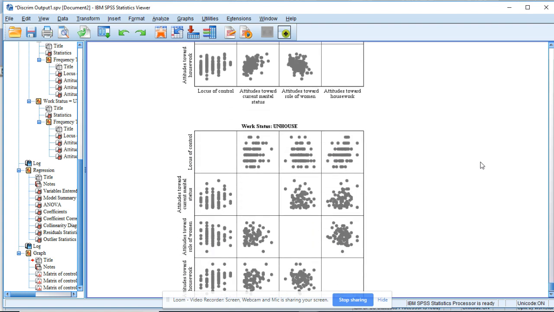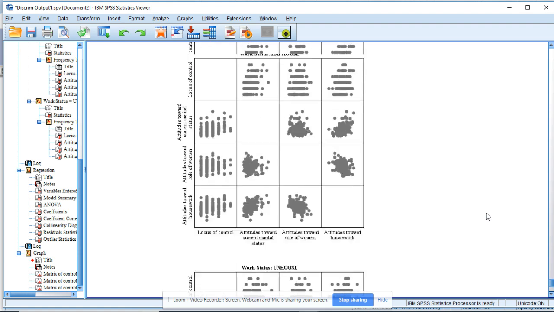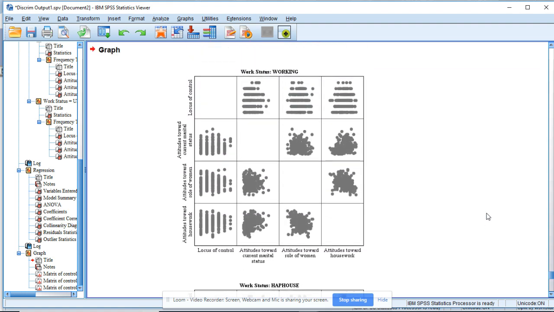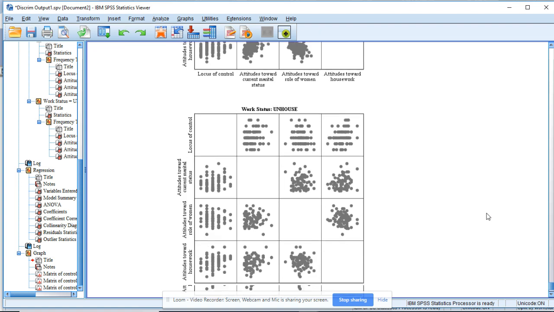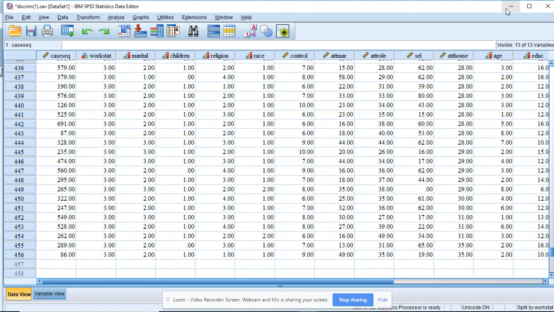The things you would be alarmed by would be U shapes or upside down U shapes, but a nice blob is good, or many data points throughout here. So these charts show us that we meet the assumption of linearity. So you can put that. Let's save this. And now let's see what is next in our list.